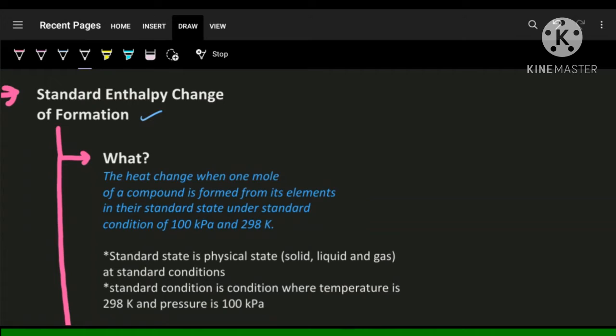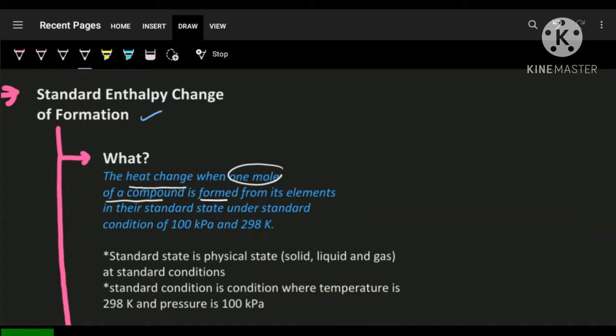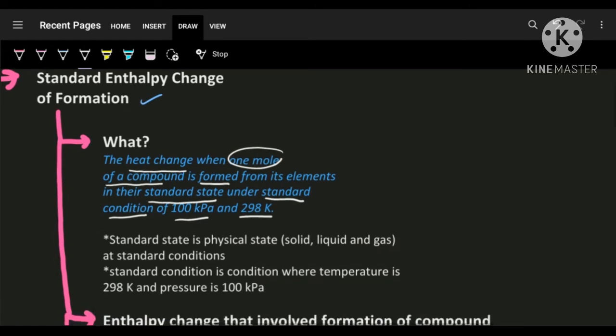Again, standard enthalpy change of formation is the heat change when 1 mole of a compound is formed from its elements in their standard state under standard conditions, which is 100 kilopascal and 298 Kelvin. Okay, so what is meant by standard state? Standard state is the physical state, which is solid, liquid or gas, at the standard condition. And what is standard condition? Standard condition is when the temperature is 298 Kelvin and the pressure is 100 kilopascal.